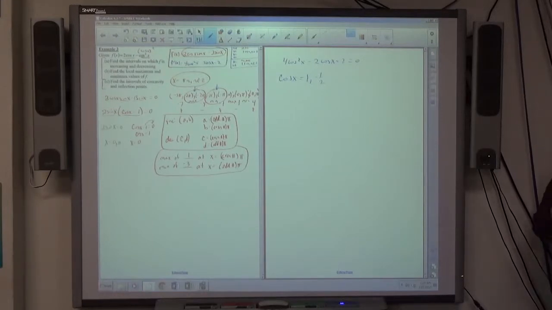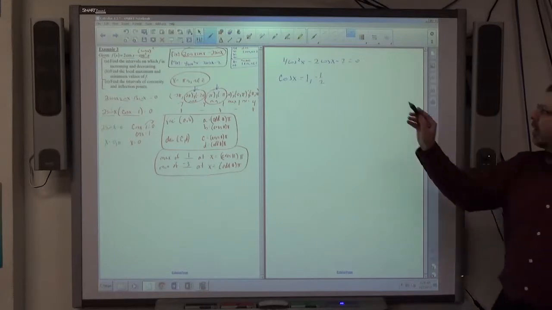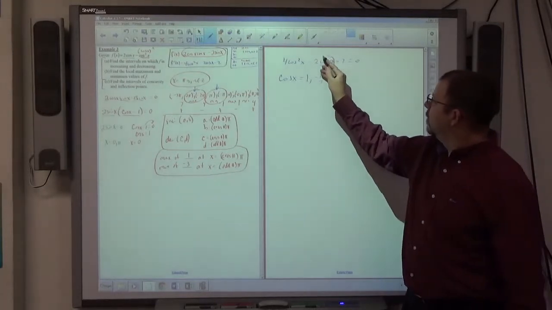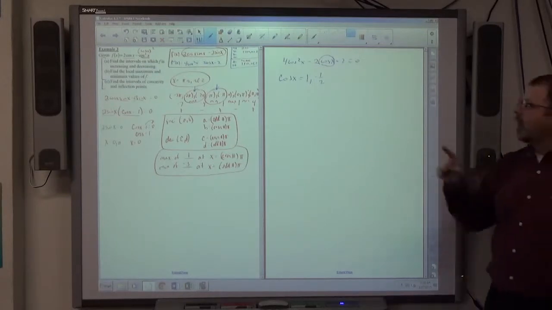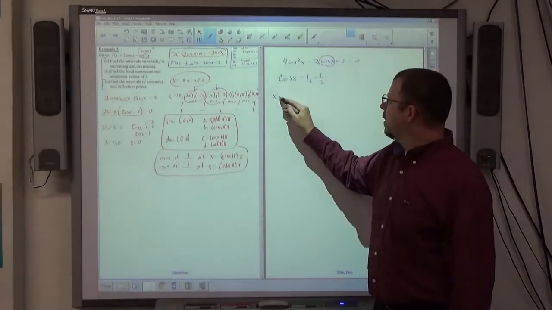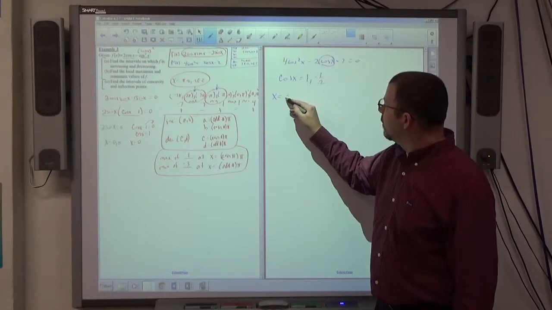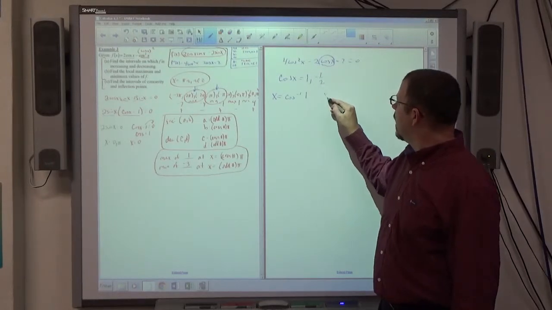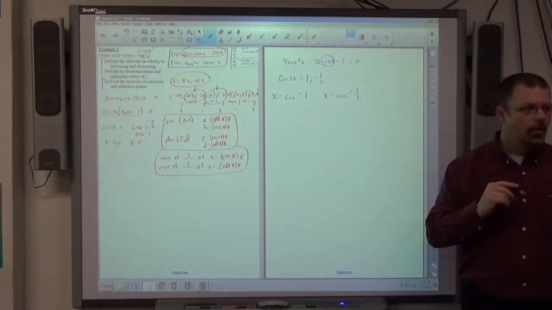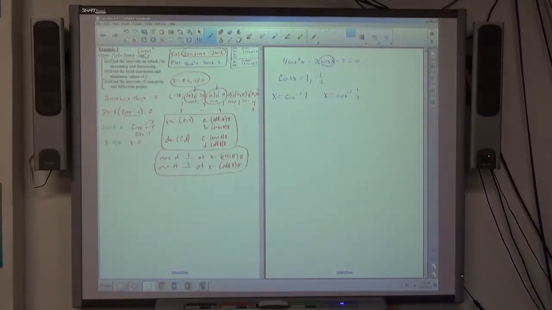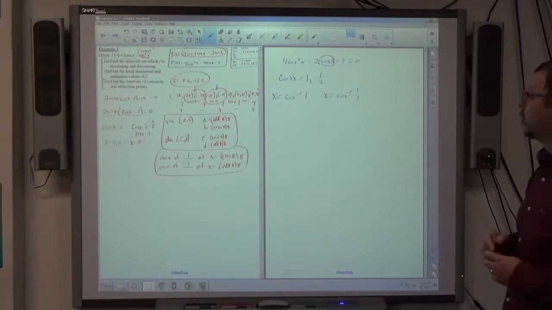Okay. Keep in mind if something is quadratic in form, you're not finding what x equals, you're finding out what this thing equals. And then if you know what that thing equals, then you have to solve that using other techniques. So x is going to be the inverse cosine of 1, x is going to be the inverse cosine of 1/2.